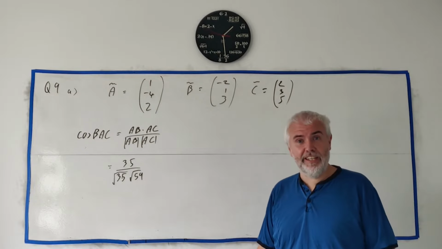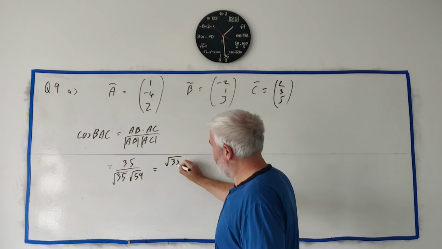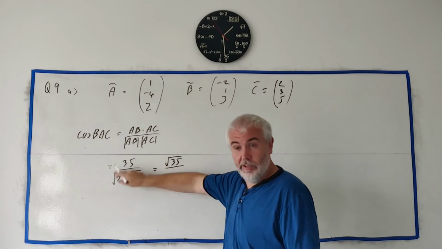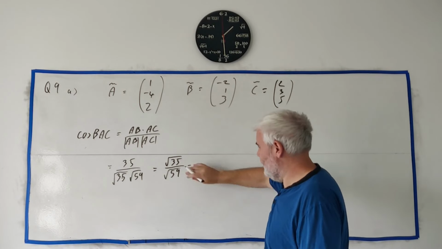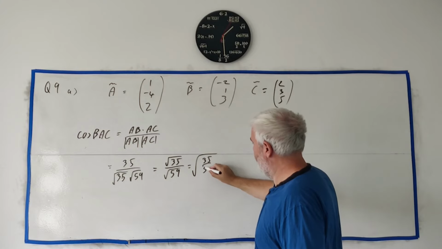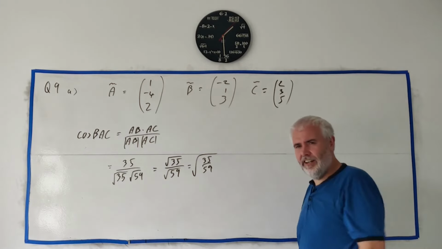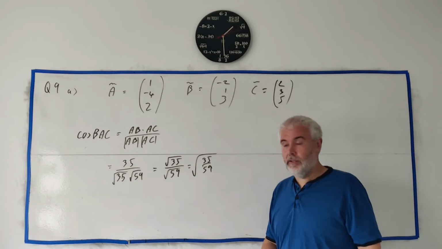35 does divide quite evenly with the square root of 35. That goes in as a square root of 35. Just these two here, and we're left with the square root of 59 there. Or again, you could save yourself one of the square roots by just going 35 over 59. These don't divide in evenly, check on your calculator. That's your final answer for part B.